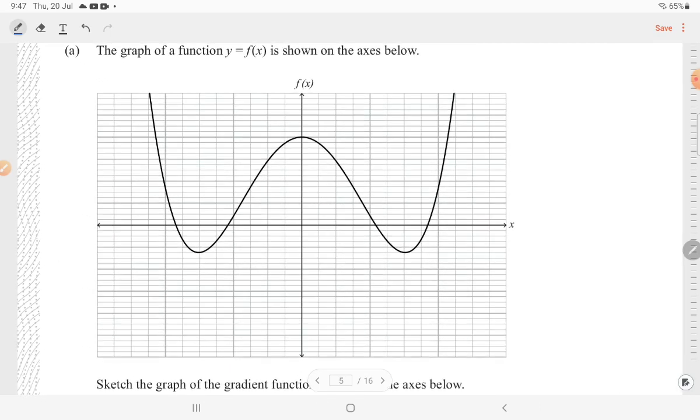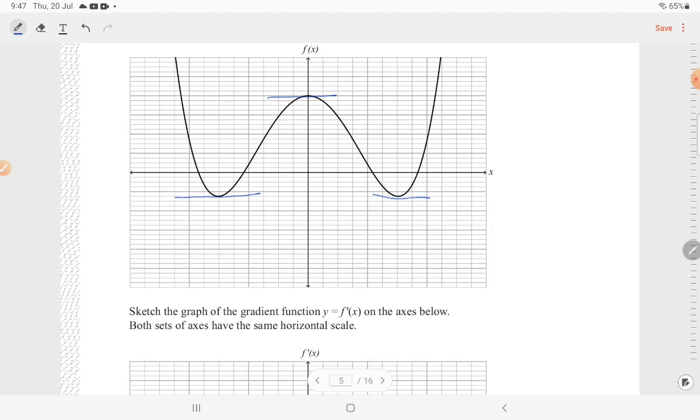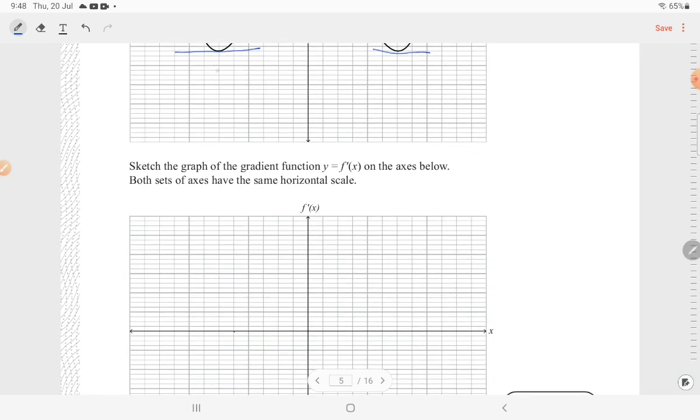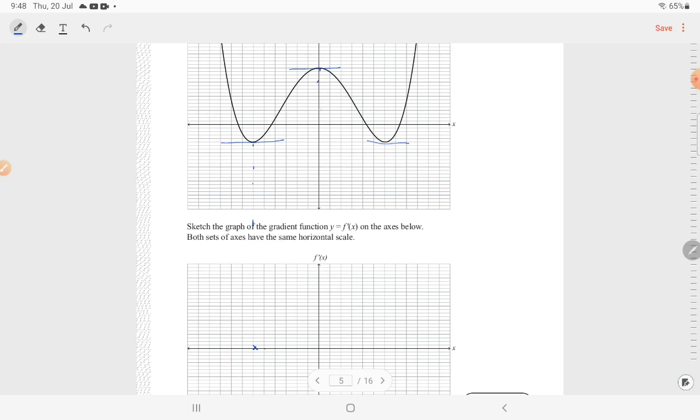So it's when the gradient is 0, when we can draw horizontal tangents. So here, here, and here are where we can draw horizontal tangents. At these three exact points, we need to translate this to 0 here, this to 0 here, and this point to 0 here.